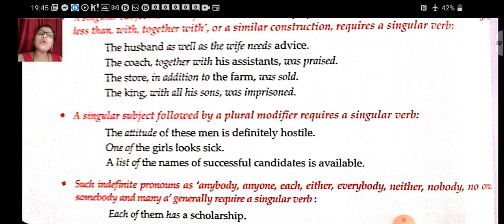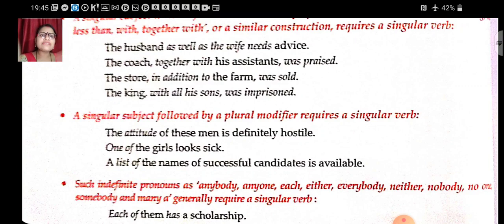The king with all his sons. So what are they talking about? They are talking about a king and his sons. So it's a combined thing. So these are some places where you find that your verb should be a singular verb, but to make it singular you always add s or es, right?